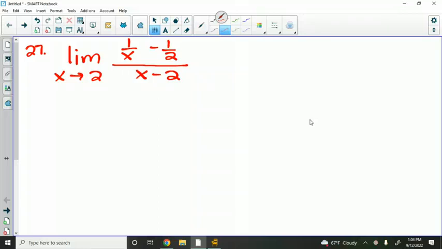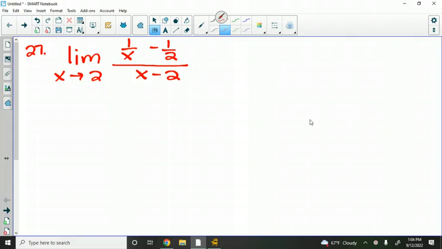Right, so my suggestion is to always try direct substitution, but when we plug a 2 into the denominator, we get 0. Okay, well then when we look at this, there's nothing to factor here. There's no difference of squares, no trinomial. But what makes this unique is it's got a complex fraction, so fractions within a fraction.